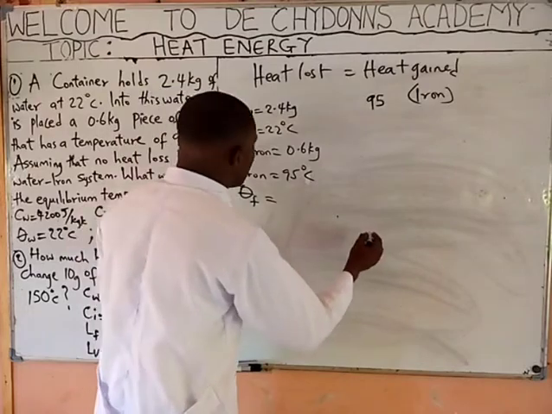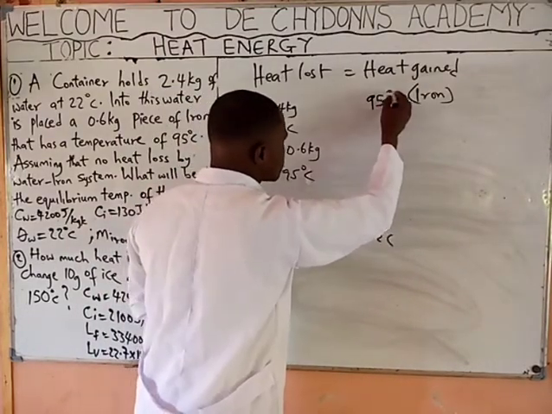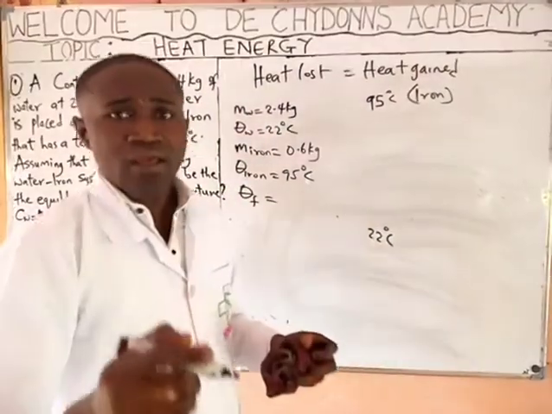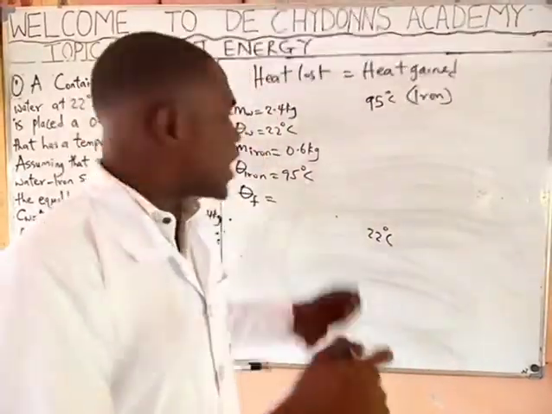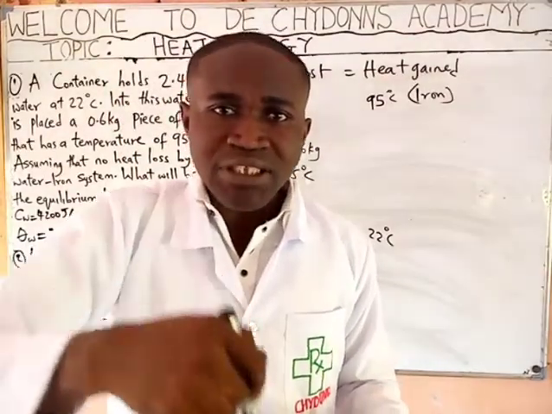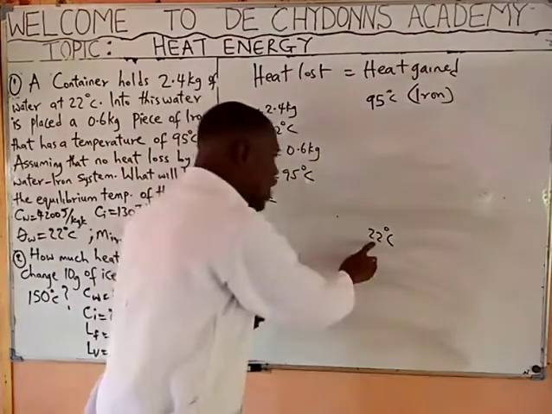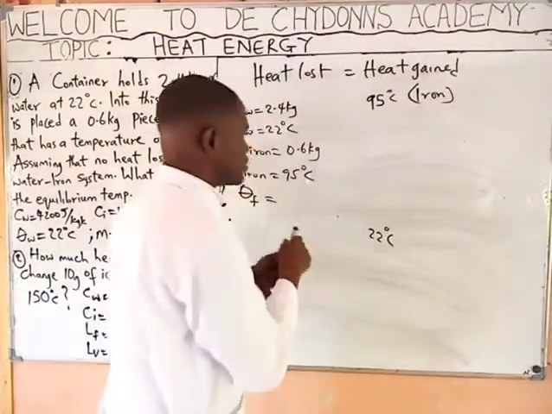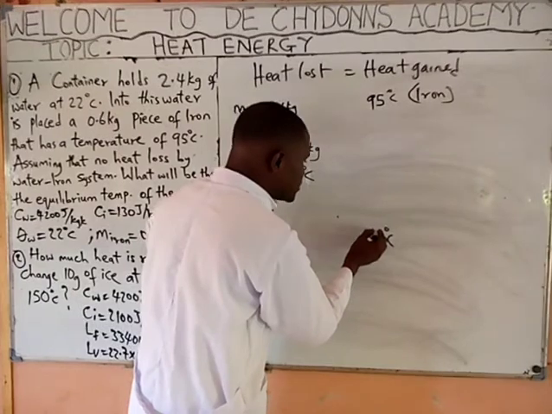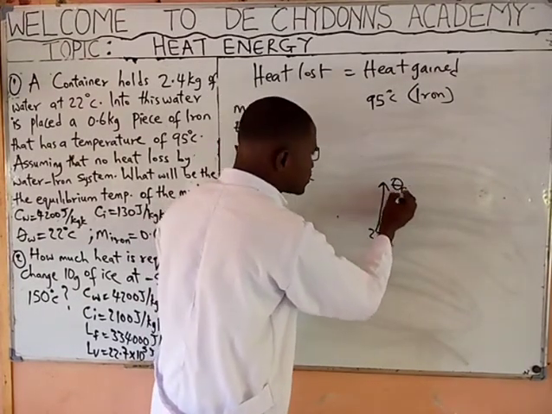Then water will be here, at 22 degrees Celsius. When you carry a hot iron, let's say you carry a hot boiler and put it inside your water, what you notice is that the water will be gaining the heat. When the water gains heat, the temperature will increase to this point.